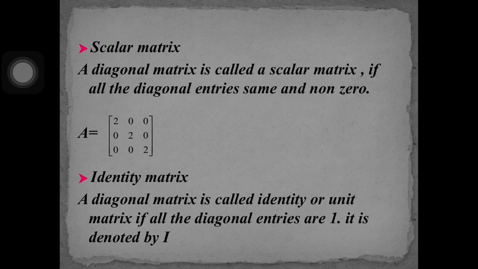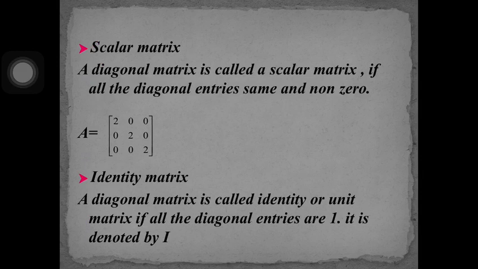Next, a scalar matrix. Scalar is a type of diagonal matrix. In a scalar matrix, all the diagonal entries are the same and non-zero. The example is 2, 2, 2. The diagonal entries of the scalar matrix are equal to 2 and the other entries are equal to 0, so it is called the scalar matrix.